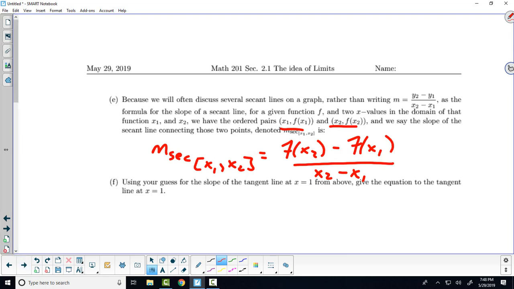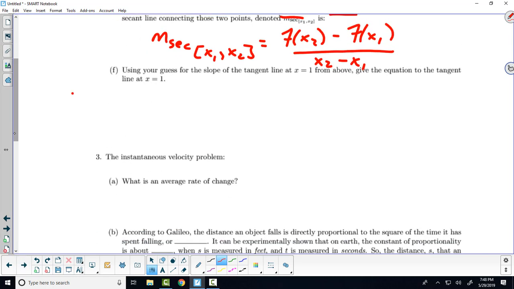Okay, so from the previous page, we said our guess for the slope of the tangent line at x equals 1 is 2. And what was the point that it passed through? That tangent line, what was the point that we were dealing with? The ordered pair 1, 1, right? Did we know the point? Yes, because I told you we're looking for the slope of the tangent line at x equals 1, and we just found that the y value of that point was also 1. So we got the ordered pair 1, 1.